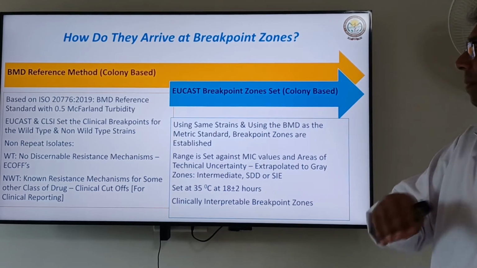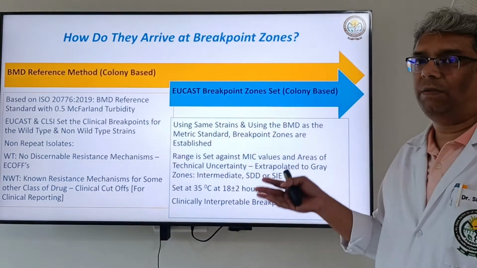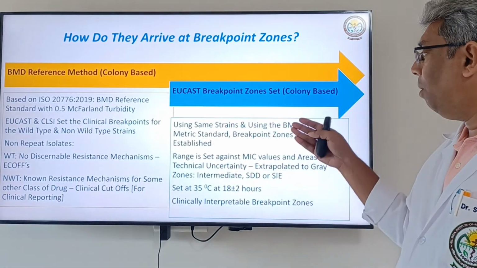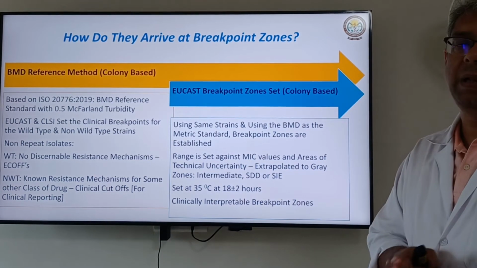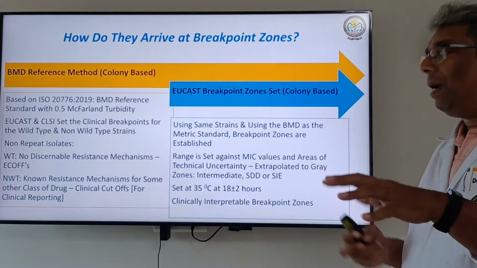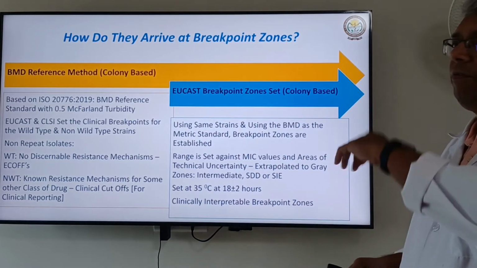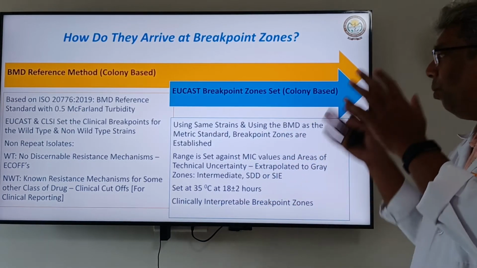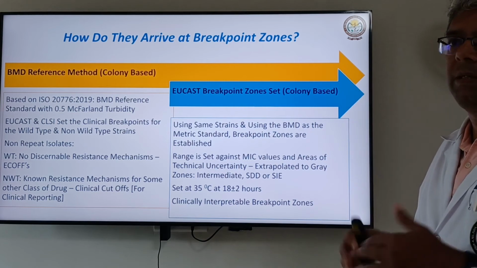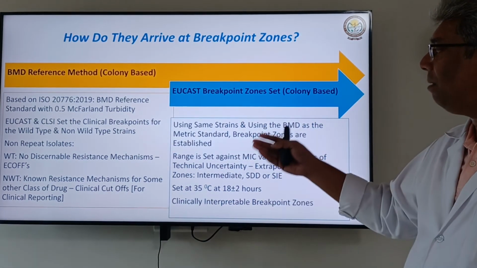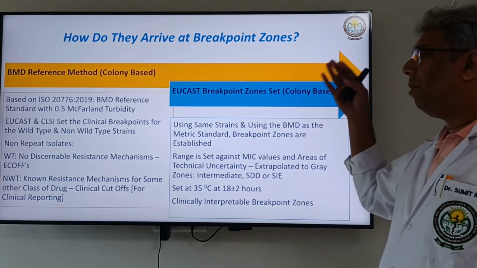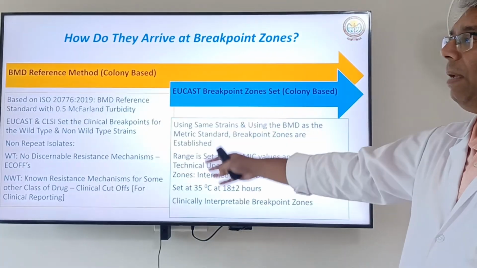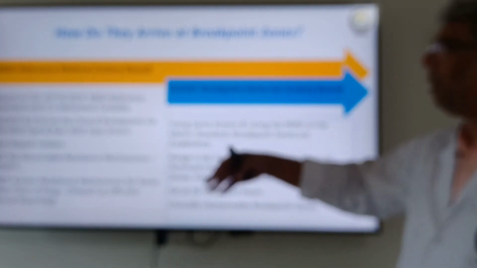Once they are established, then they take strains with known resistance mechanisms, and even if they have a resistance mechanism, it should be for some other class of drug. For example, you can take a known NDM strain and then test it for aminoglycosides, that's fine. But if you take a known NDM strain and try to test it against cefotaxime, that's stupidity. Right? So even if there is a known resistance mechanism, accordingly you have to choose a drug. For example, if you have a strain with known OXA-48 or known KPC, in that case I'll check for ceftazidime-avibactam or maybe I'll check for ceftriaxone-tazobactam.